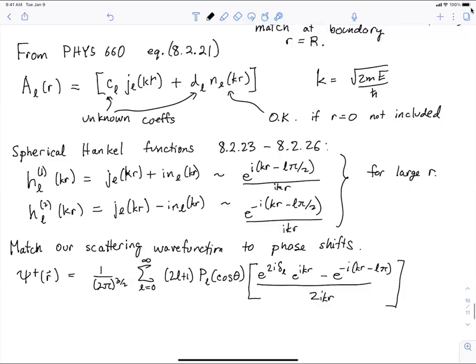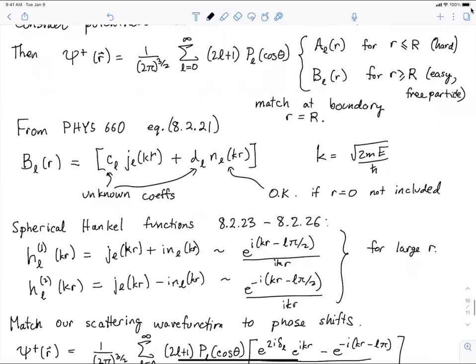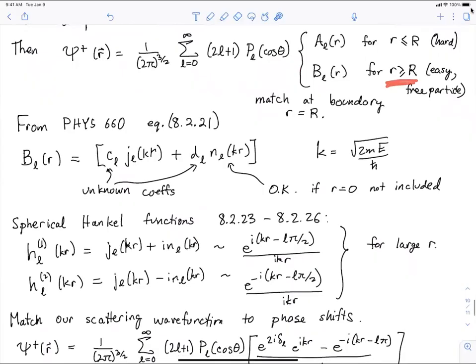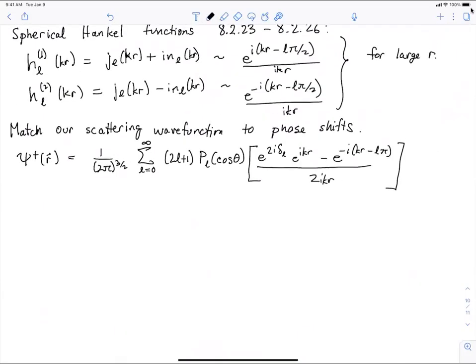Okay, and so now we can take this thing and match it onto this thing here. Actually, I guess I should have called this B. Let me rewrite this. Should have been B. Sorry about that. Because that's the wave function that I decided to call it when you're outside the potential. Okay, so if you match those two things, then you can solve for the coefficients.